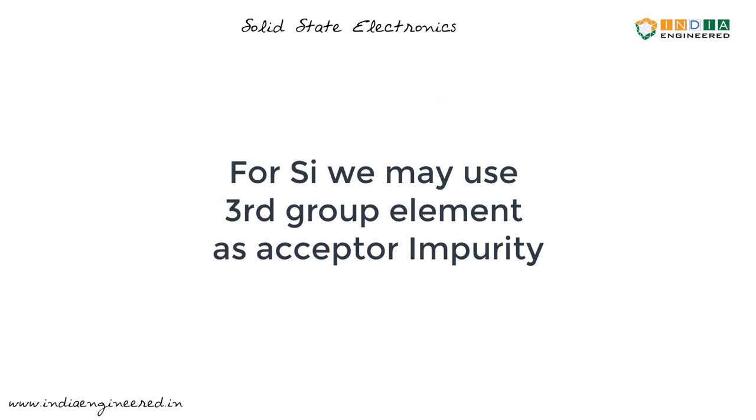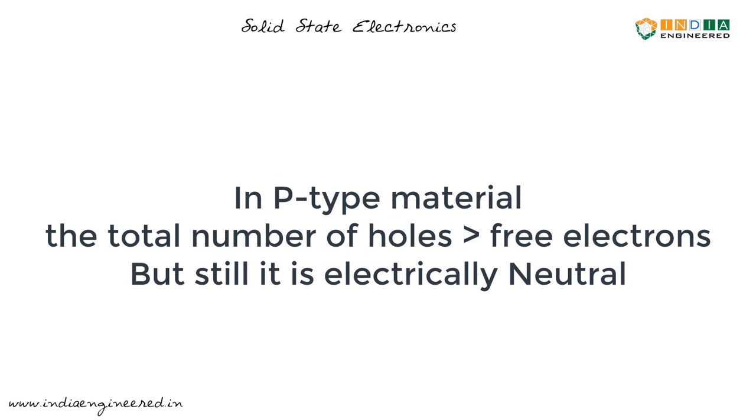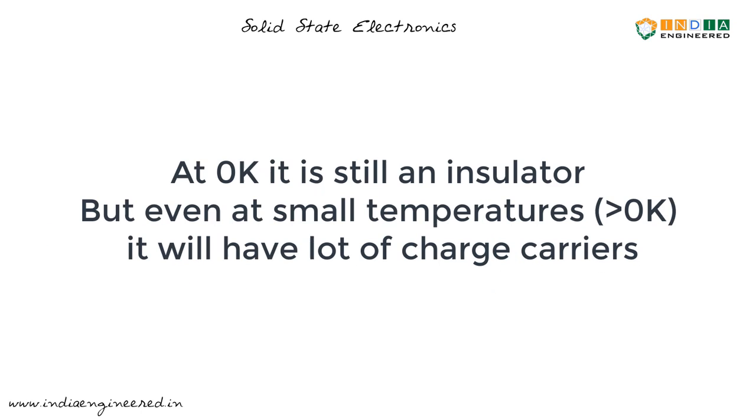So for silicon, we may use a third group element as acceptor impurity. In p-type materials, the total number of holes is greater than free electrons, and at 0 Kelvin it is still an insulator.